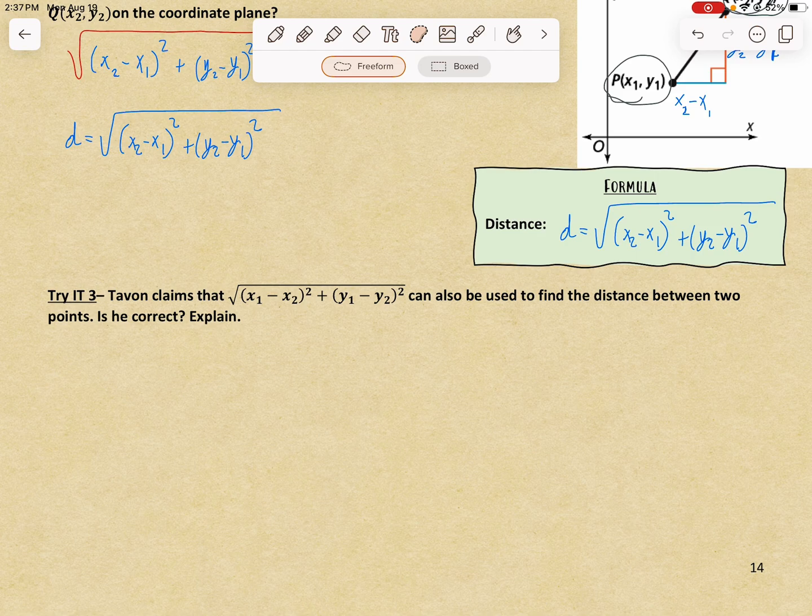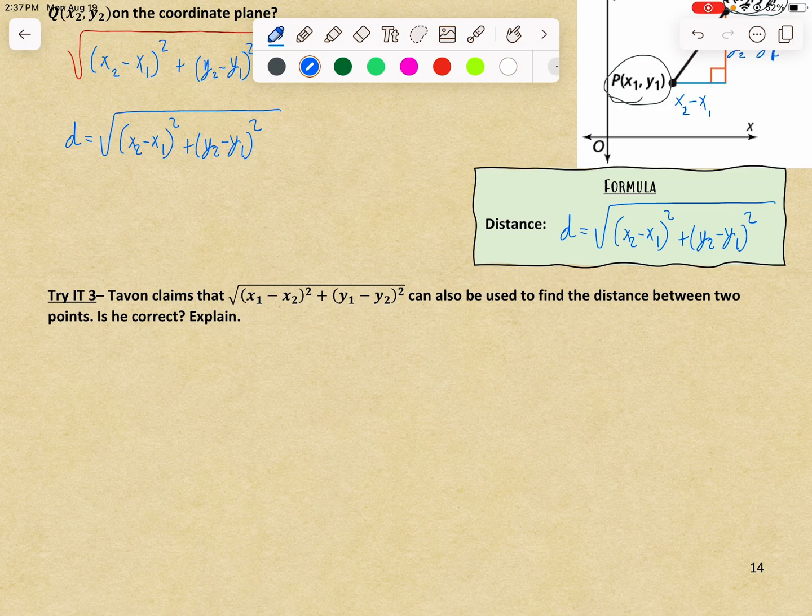All right. So, Travain claims that you can use the formula, but with a slight change in order to find the distance between 2 points. Notice that there's one small change in here. Instead of x2 minus x1, it's x1 minus x2. Instead of y2 minus y1, it's y1 minus y2. Can you find the distance between 2 points if you put it on backwards? And the answer here is, let's check it out.